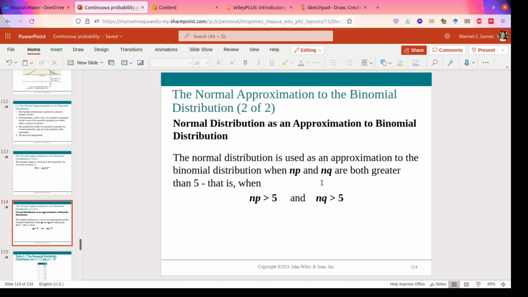Your binomial experiment must fulfill certain criteria in order for you to apply the normal distribution curve. That criteria is having the values of np and nq greater than 5. That means you must have a large number of n, because remember, p and q are probabilities, so they range from 0 to 1. Mostly these are decimals, usually less than 1. So you must have a high number of trials in order to apply the normal distribution curve for your binomial experiment.